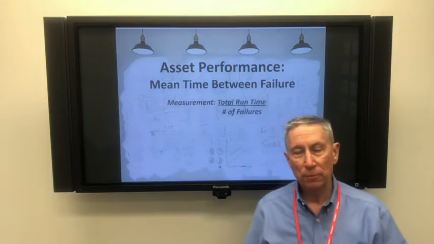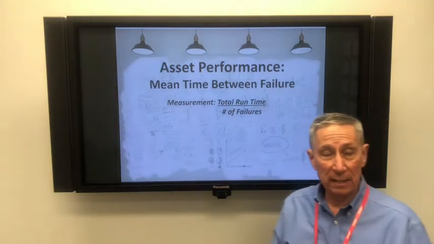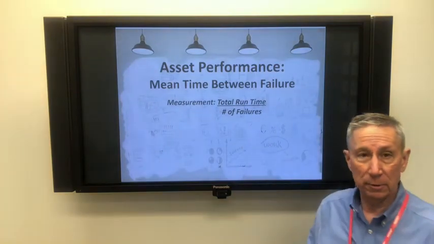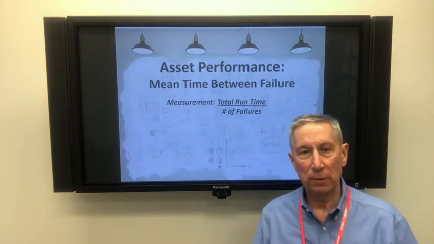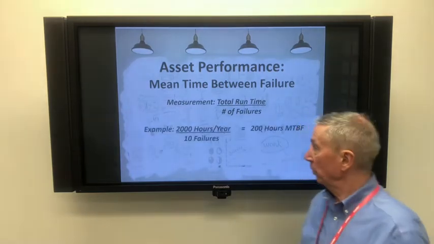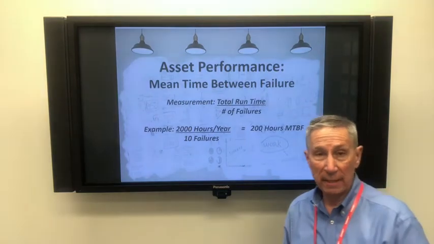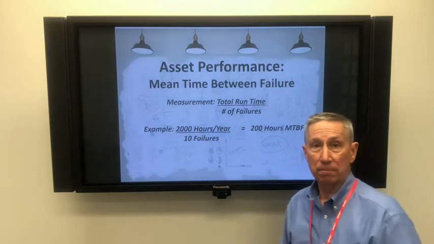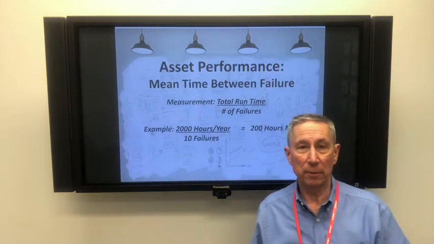So let's take a look at this metric in particular, and let me give you some examples. The first thing to note is the measurement itself is total runtime of an asset, a department, or even a plant divided by the number of failures. That's simple enough. Now let's look at an actual example and the calculation. Here we have 2,000 hours. That'd be like running an asset 8 hours a day for one shift, 50 weeks. And it had 10 failures in a year. So there's 200 hours mean time between failure.